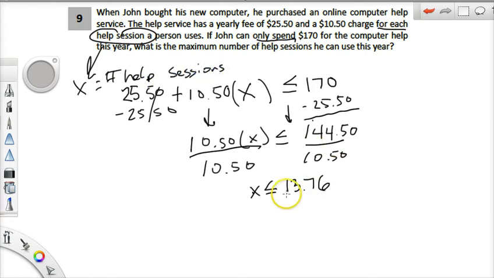So he's got enough for 13 and then almost enough, but not quite enough for the 14th session. So basically you could round this down and say the most help sessions he could pay for, he can really only pay for 13 whole sessions. So your answer is going to be 13.